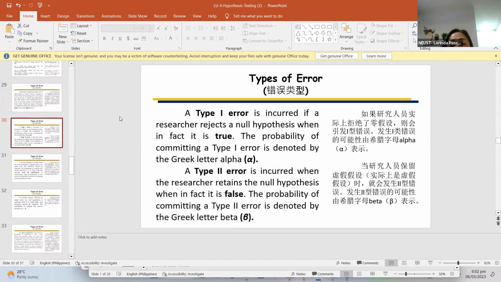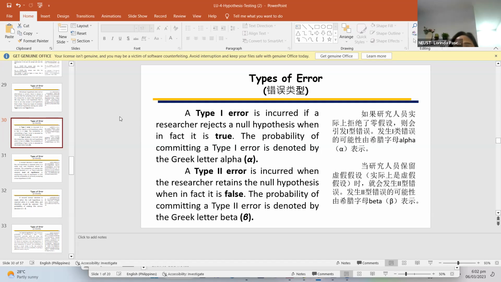So a type 1 error is incurred if a researcher rejects a null hypothesis when in fact it is true. So, sorry po, tao lang po ako, na-reject ko yung null, pero dapat pala hindi pala siya i-reject, dapat pala siya i-accept. So, ano yung error na na-commit mo doon? Type 1 error. So, the probability of committing a type 1 error is denoted by the Greek letter alpha.